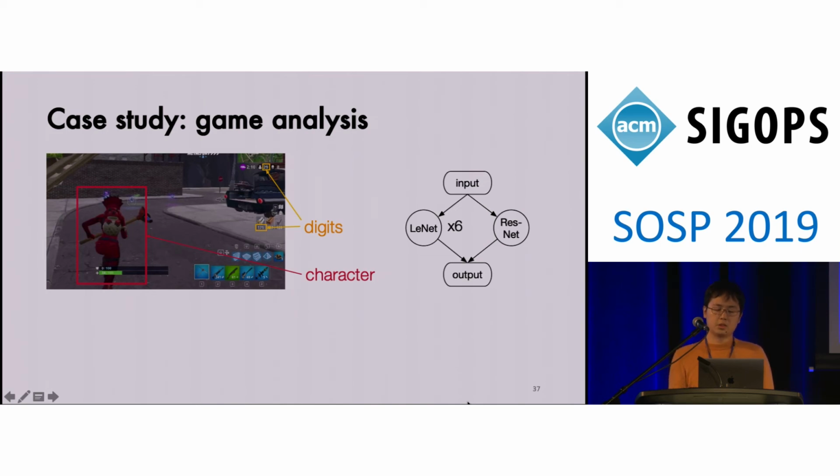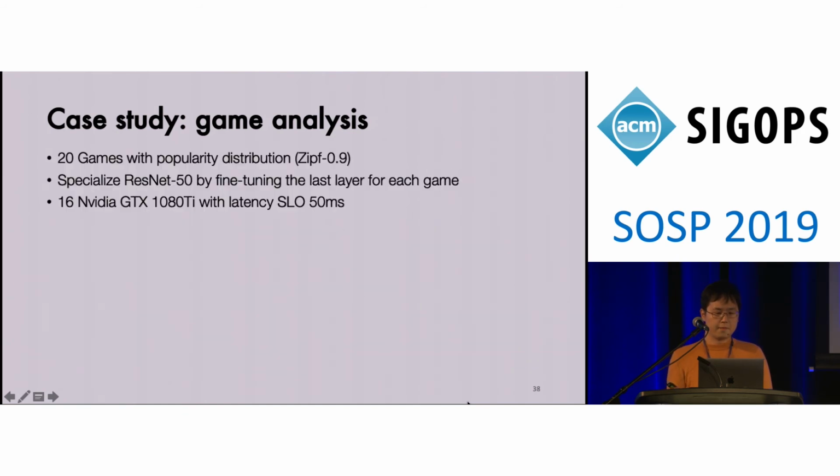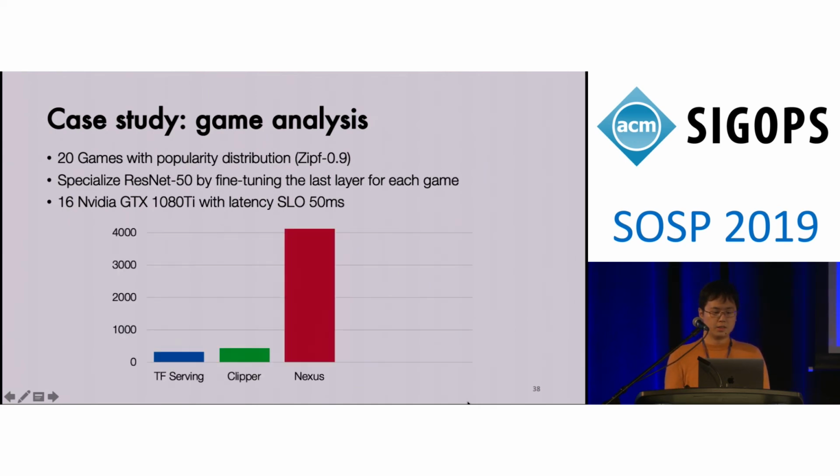Some popular video games can have thousands of streams, but there are also a lot of different games. So in this evaluation, we have a total of 20 different games with a popularity distribution for their request rates. And we also specialize the ResNet for each game by fine-tuning the last layer. And we evaluate this application on 16 1080 Ti GPUs with the latency SLO of 50 milliseconds. This figure shows the highest throughput that these three systems can achieve while 99% of requests are served within the latency SLO. And we can see Nexus can achieve 9.4x higher throughput than Clipper.